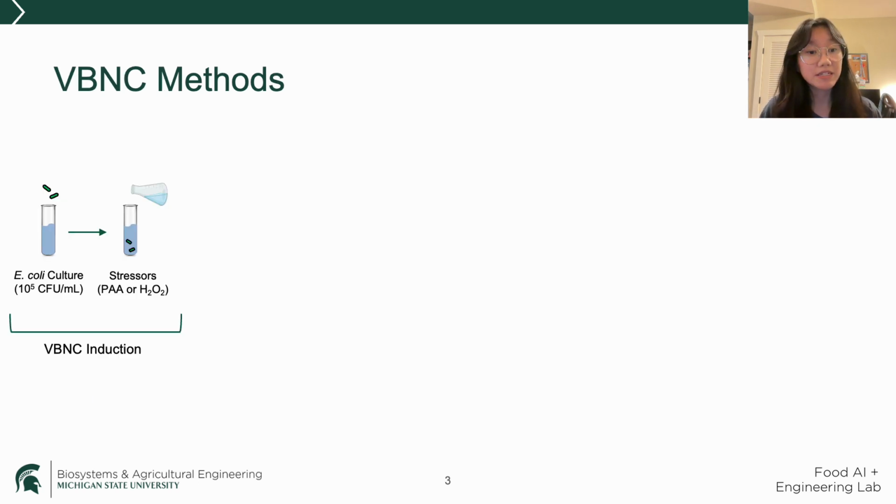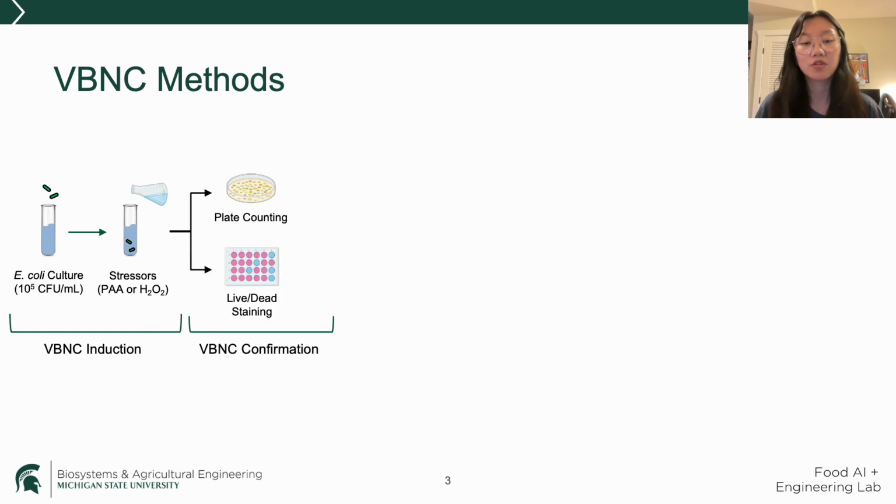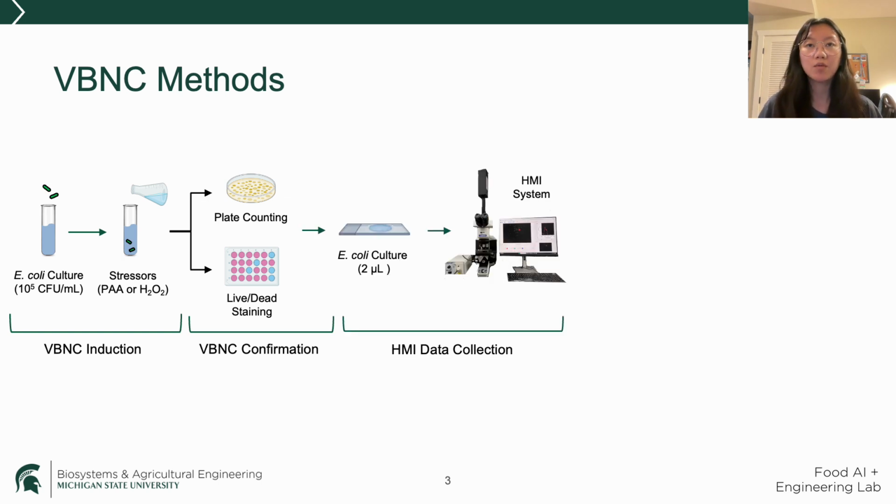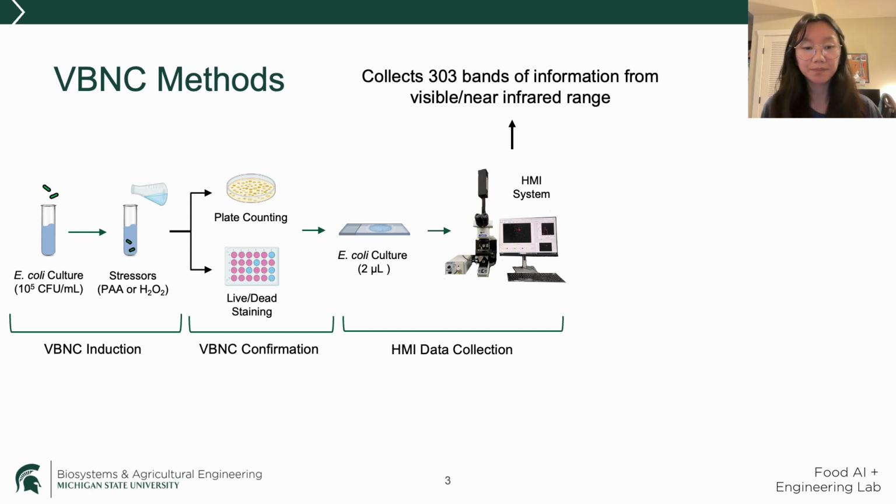So for the VBNC induction methods, I started with inducing the VBNC state for E. coli K12 with peracetic acid and hydrogen peroxide. I then confirmed their viability and non-culturability using a live dead staining kit and plate counting. After that, I went on to collect hyperspectral microscopic images of the E. coli, VBNC, and normal cells. And this HMI data collects 303 bands of information from the visible to the near infrared range.